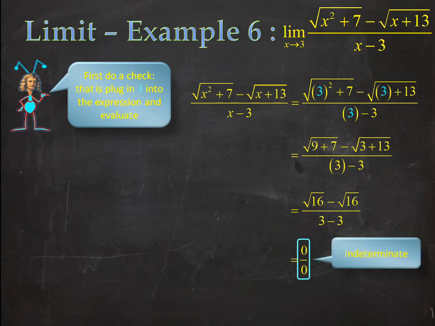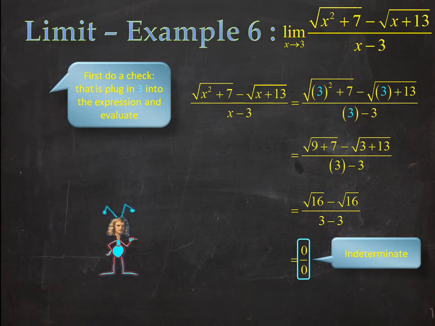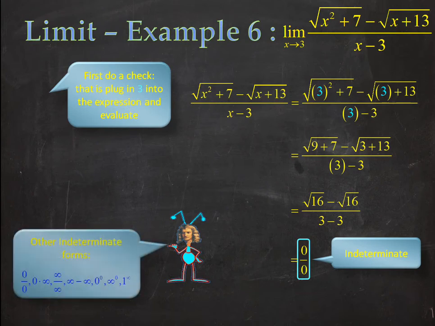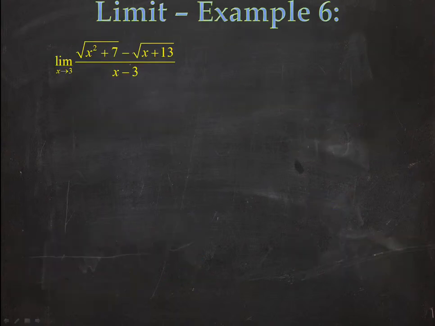This is in fact an indeterminate answer, which is just a polite way of saying you will be using algebra to assist you in evaluating this limit. Now, besides 0 over 0, there are other indeterminate forms to be careful about, and that would be 0 times infinity, or infinity divided by infinity, or infinity minus infinity, 0 to the 0, infinity to the 0, or even 1 to the infinity. So let's go back to our expression.